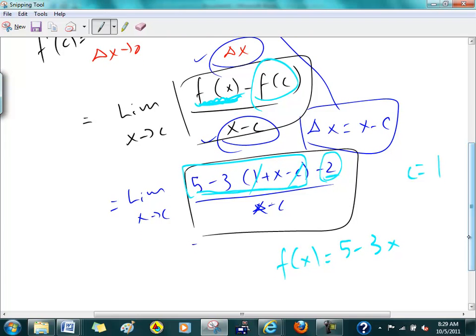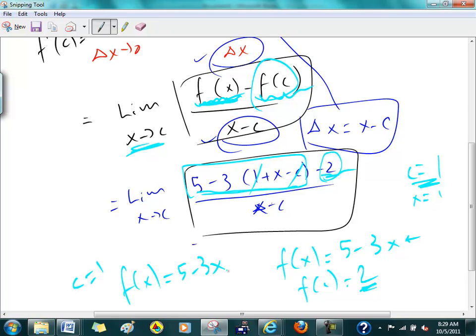And then you've got to make sure that this makes sense, because if c is equal to 1, then what's f of c equal to? If you look at this, c is equal to 1. So remember, when c is equal to 1, you mean x equals 1, because x is going towards c. So if you put x equals 1, what do you get? 2, right? So here's your f of c. Isn't that what we started out with? That's f of c and there's f of c. So you can see it checks, makes sense. So c is equal to 1, f of x is equal to 5 minus 3x.